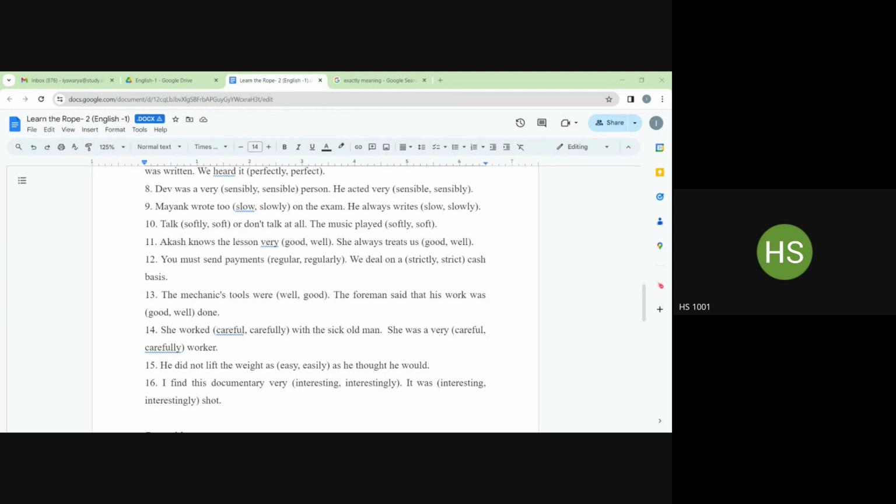14th one. She worked carefully with the sick old man. She was a very carefully worker. The first sentence, she worked carefully. And she was a very careful worker, because careful is an adjective modifying the noun worker. Very is an adverb, then careful and worker.